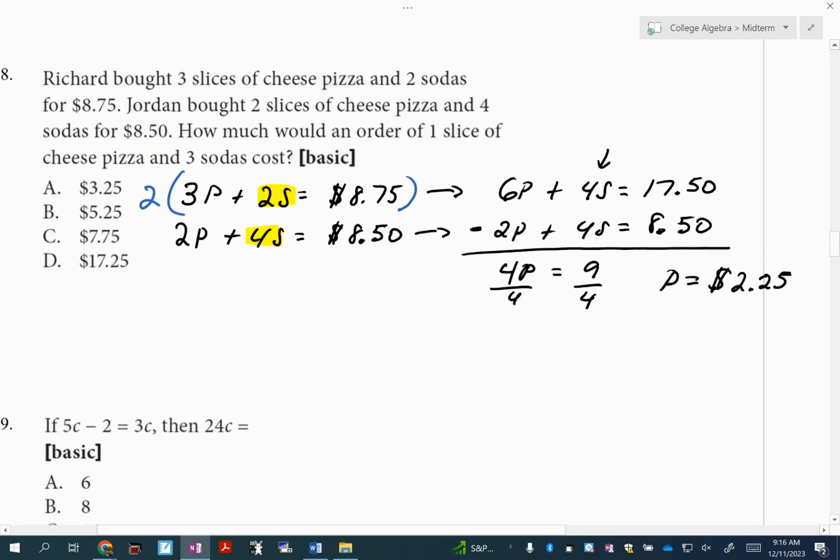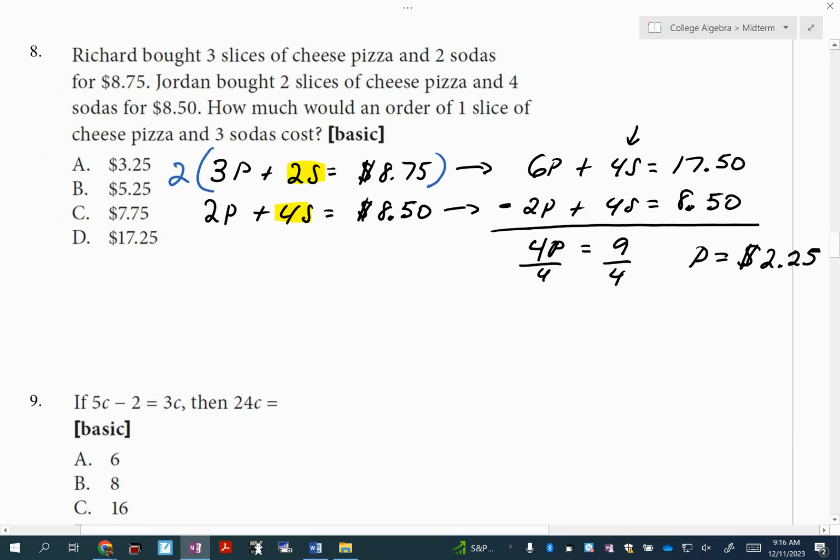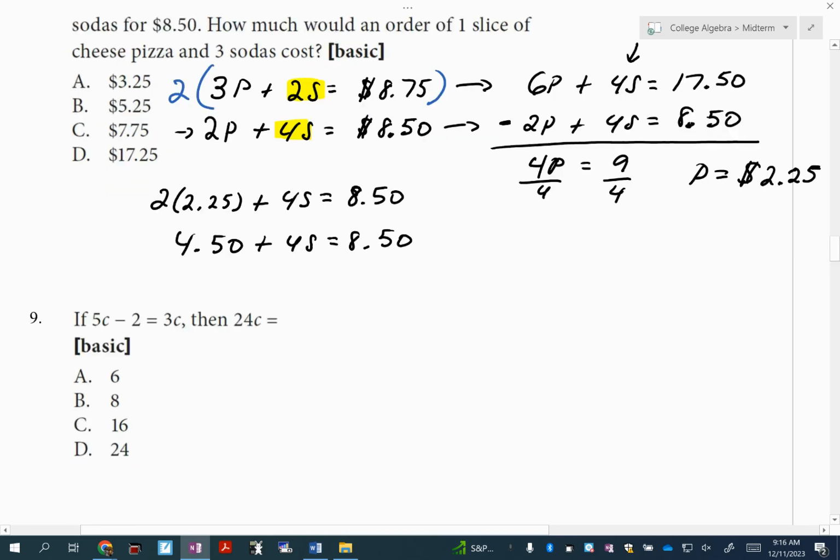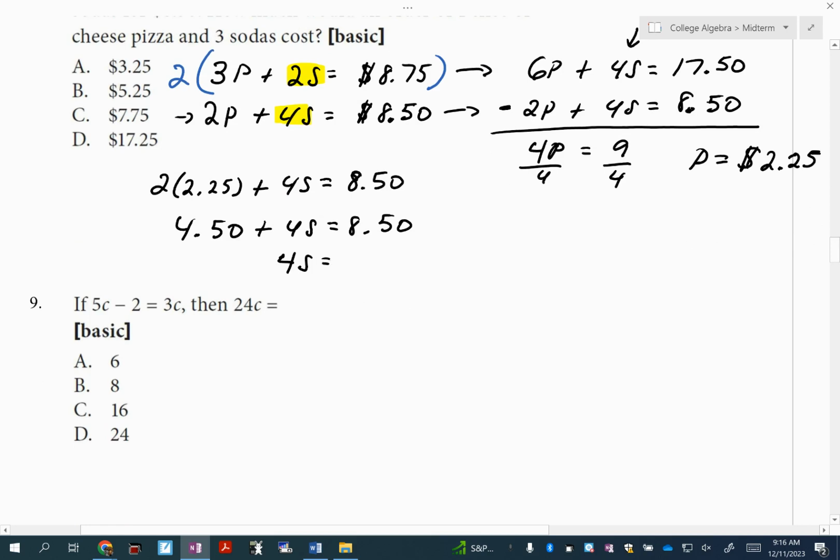So we're almost there. Now I need to figure out how much the sodas cost. It doesn't matter which equation I go into. I'm going to choose the second one, but you can choose the first one if you want. So 2 times a slice of pizza, let me replace that with $2.25, plus 4 times the number of sodas equals $8.50. 2 times $2.25 is $4.50 plus 4 times s equals $8.50. Subtract the $4.50 to the other side, and you get $8.50 minus $4.50, which is $4. So you should see that a soda costs $1.